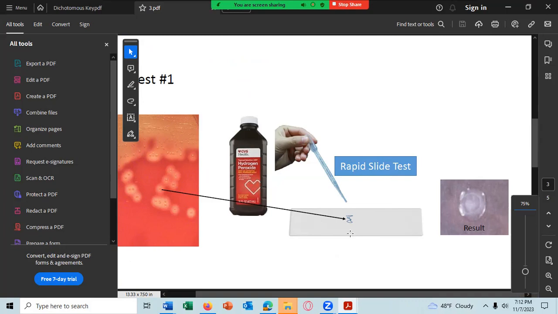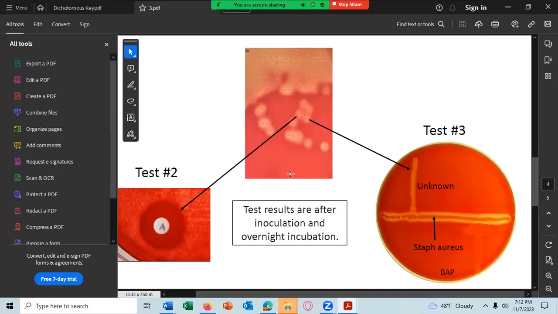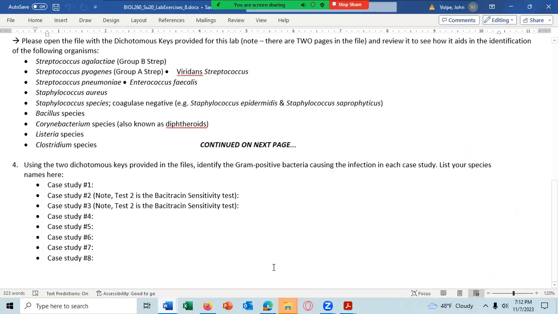They're putting on hydrogen peroxide to that bacteria. There's the result of that test. And then there's the bacitracin sensitivity test. This bacteria is sensitive to it. I guess I shouldn't have told you that. And then there's the CAMP test. So get your results there and then answer what bacteria was isolated and put your answer in the worksheet.